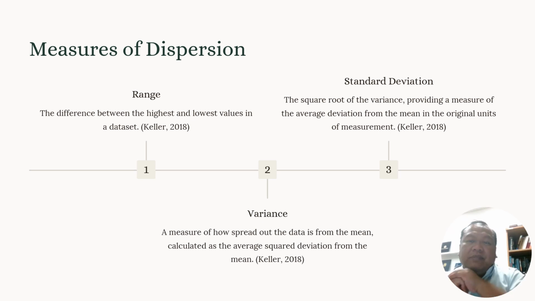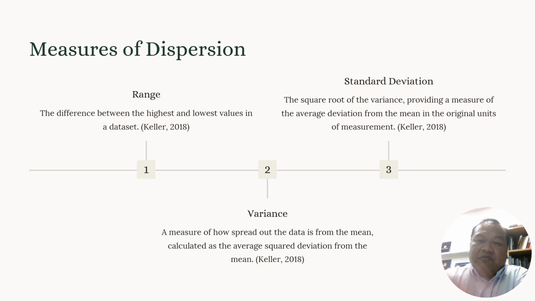Now, standard deviation, that is the square root of the variance, providing a measure of the average deviation from the mean in the original units of measurement. Okay, so therefore, for example, what is the average deviation from the mean? So you have 800, 600, 1000, and the mean is 800. Okay, so what's the square root?